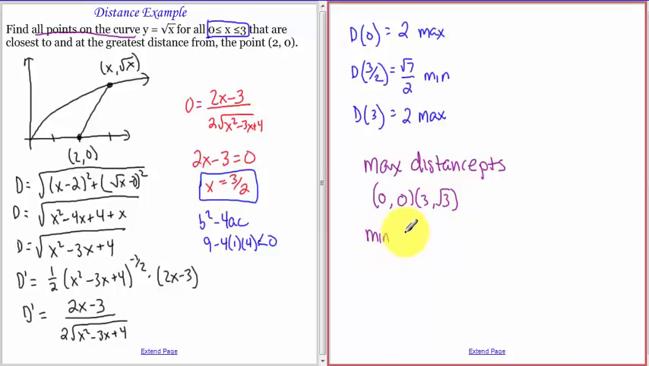So our minimum distance point is when I plug in 3/2 into my curve, and that's going to be the square root of 3 over 2. And again, I'm okay if we don't simplify that. We are good from there. So that's how you would do that type of example.